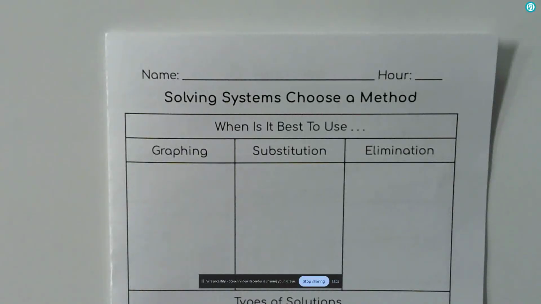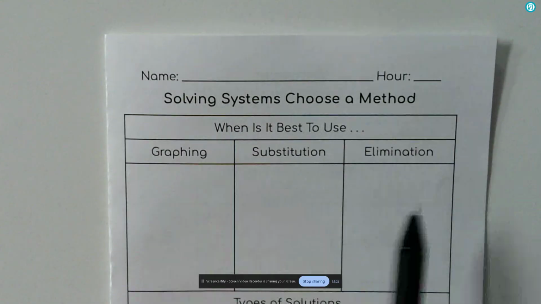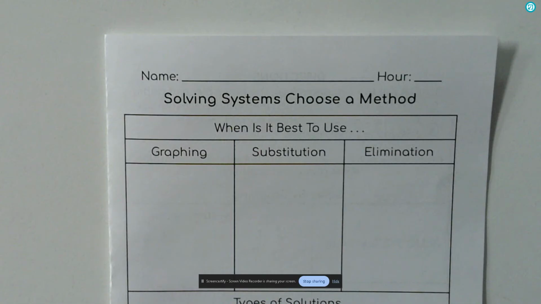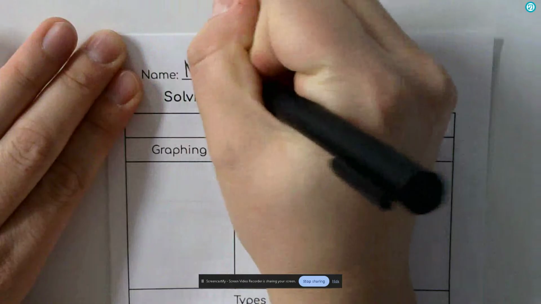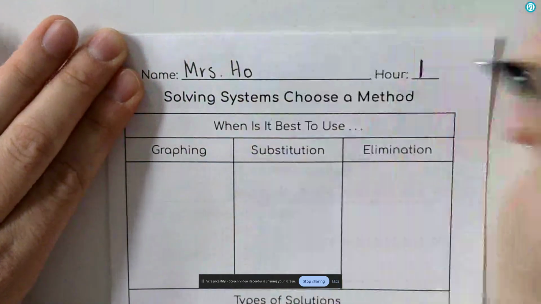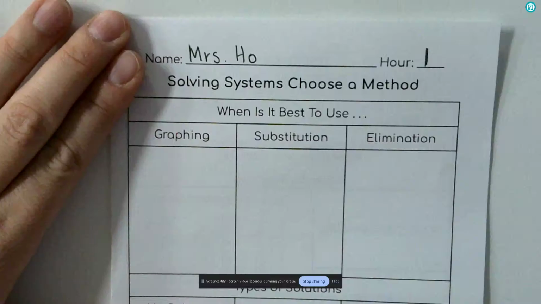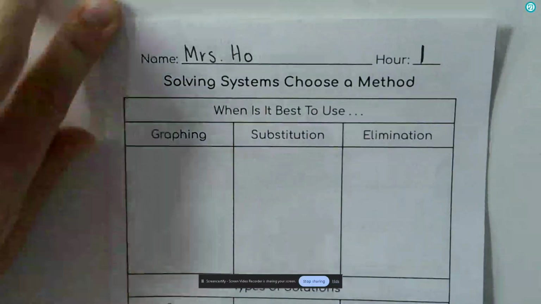Hey, so what we are doing today is we are choosing when it is best to use the 3 different methods of solving that we learned this unit. So go ahead and put your name on here, and your hour. And we learned 3 different methods.